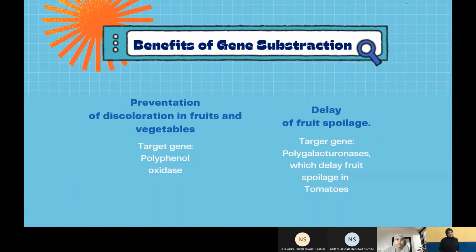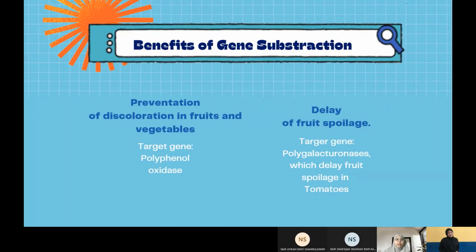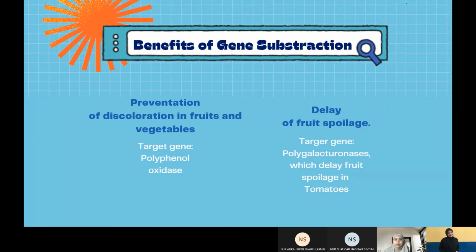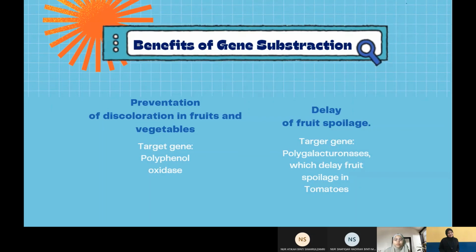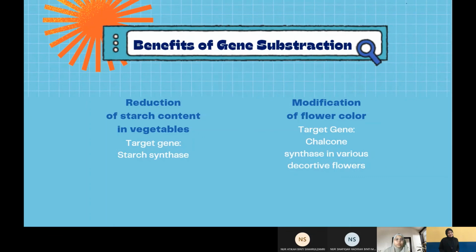The next is the benefits of gene subtractions. The first one is that gene subtractions will prevent discoloration in fruits and vegetables, and the target gene is polyphenol oxidase. The next one is that it will delay fruit spoilage, which targets polygalacturonase and delays spoilage in tomatoes. The next one is that gene subtraction will reduce the starch content in vegetables, which targets the starch synthase genes.